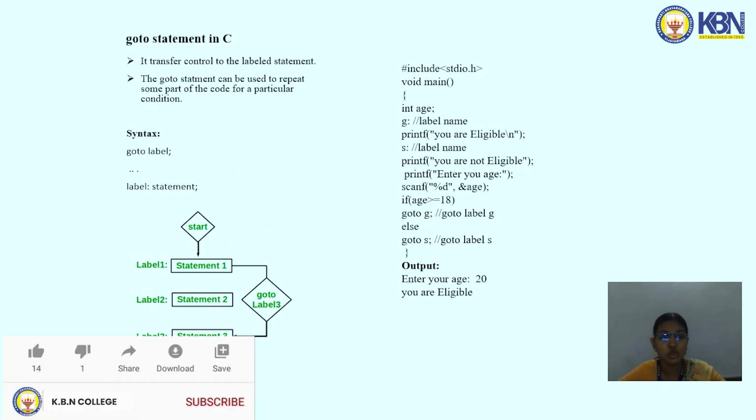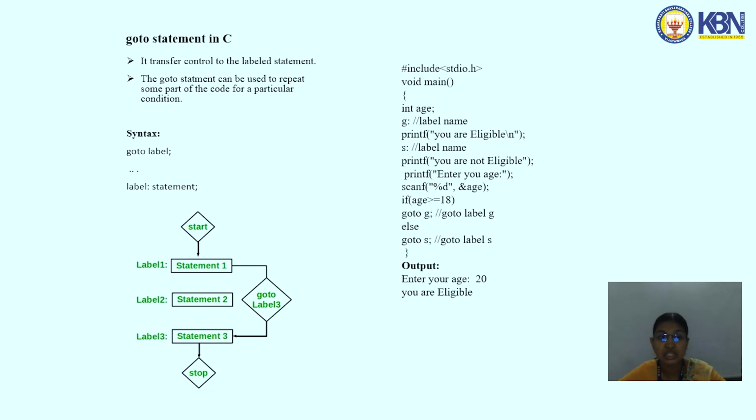Next, goto statements. These goto statements can be used to repeat some part of the code for a particular condition, and they also transfer control to the labeled statements. Let us see the syntax. goto is a keyword first of all, and then goto label name. At the label name, the statement will be called.